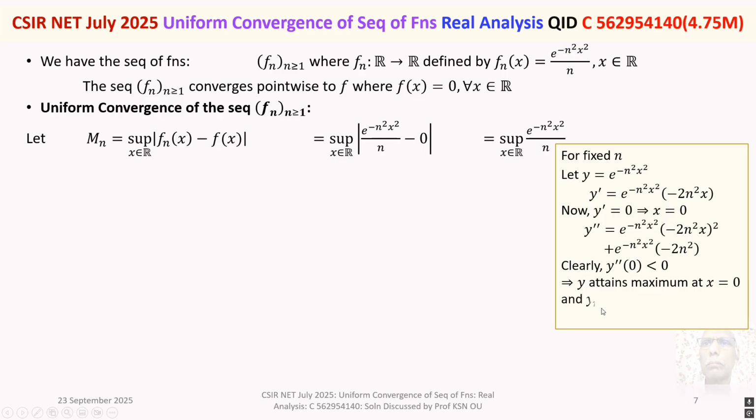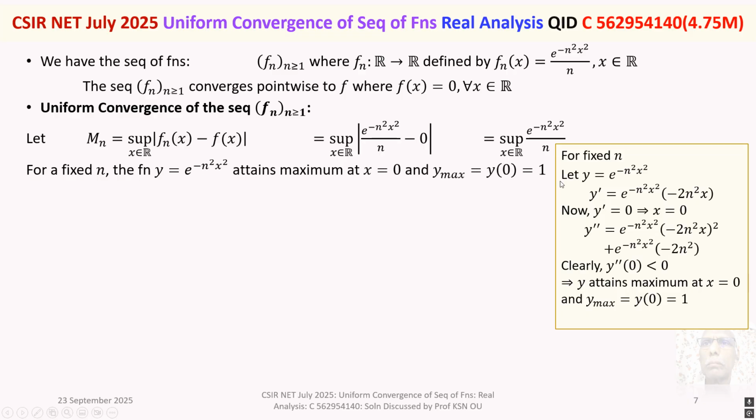And the maximum value, y max, is the value of y at 0. The value of y at 0 is 1, e to the power of 0 is 1. So we come back here. For a fixed n, the function y is equal to e^(-n²x²) attains maximum at x is equal to 0, and y max is the value of y at 0, that is 1. Therefore, the supremum of e^(-n²x²) is 1.